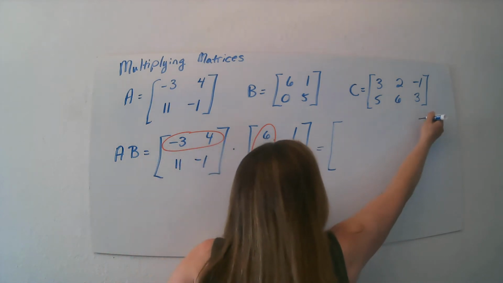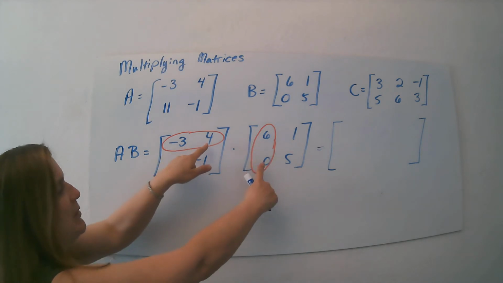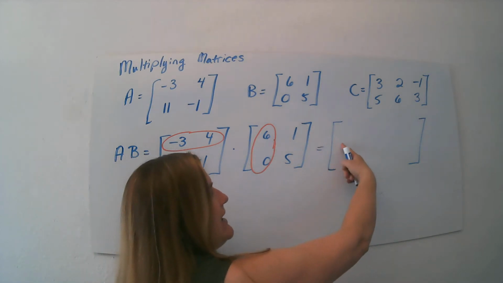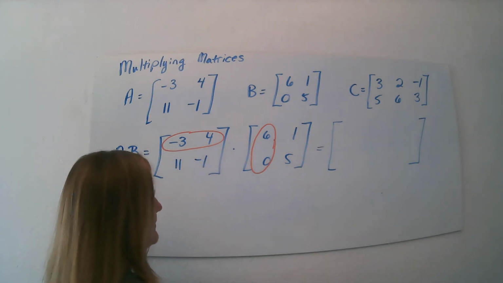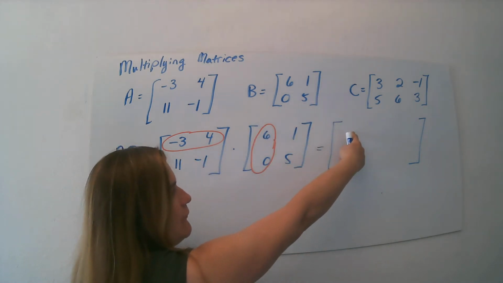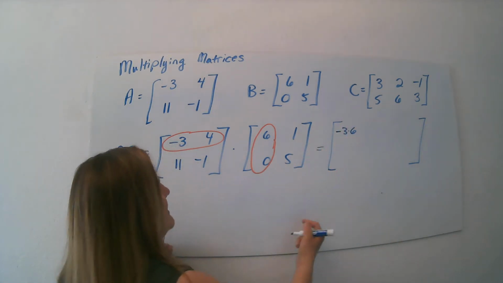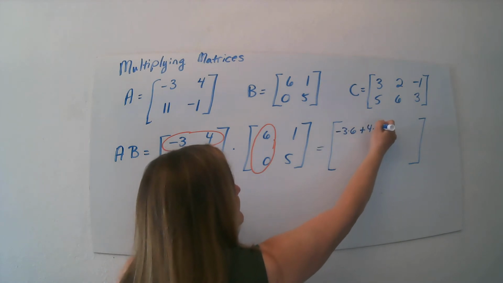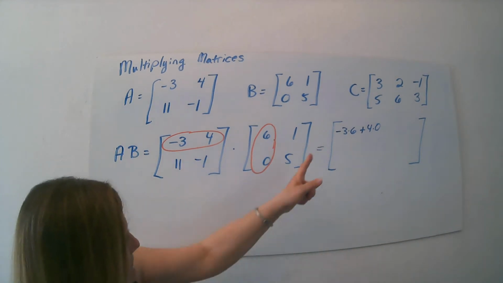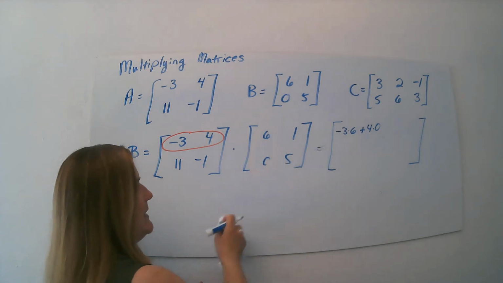So the result will look like this. Negative 3 times 6 plus 4 times 0. We will have a single entry, and that will go right here in our resulting matrix. So it's this row, first column will be put in the first row, first column in the result. So it's negative 3 times 6 plus 4 times 0. That's just my first entry in the result. So now I move on to the next column.